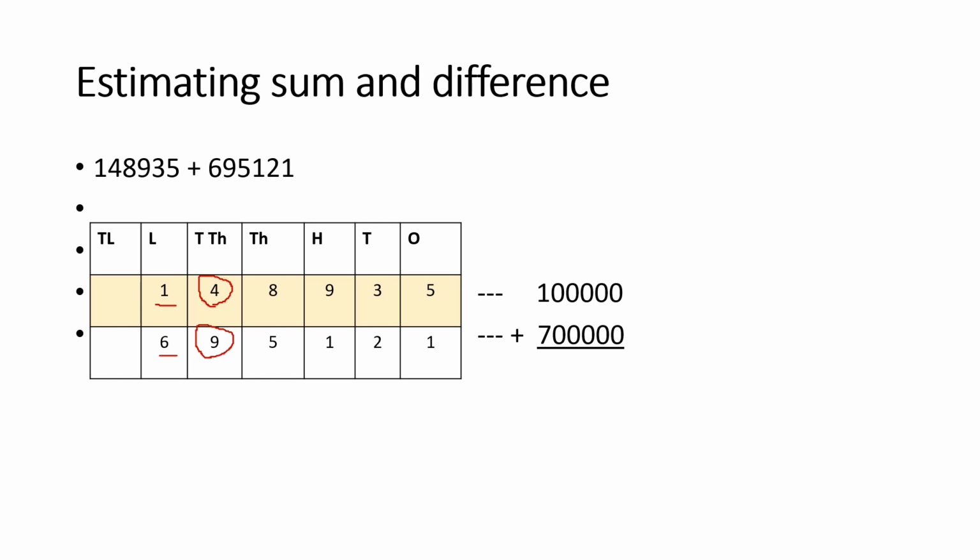So this 1,48,935 will be rounded off and it will now be 1 lakh because of round down, because 4 is less than 5. Then in the other number 6,95,121, because 9 is greater than 5, it is a condition of round up, and this 6 will be 7 here. It means it is 7 lakh. Now we can easily add both the numbers. 7 lakh plus 1 lakh equals 8 lakh. It is the estimated sum. Very easy.